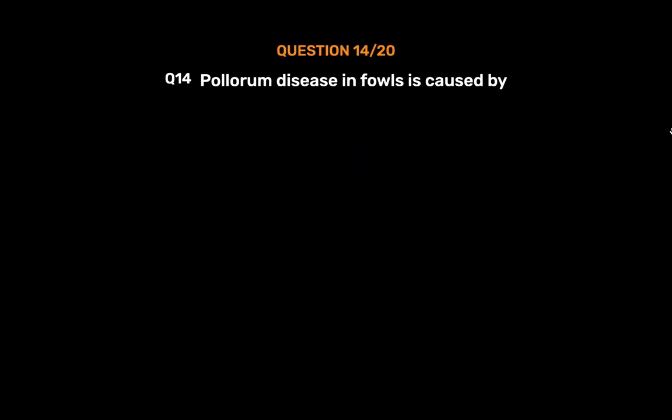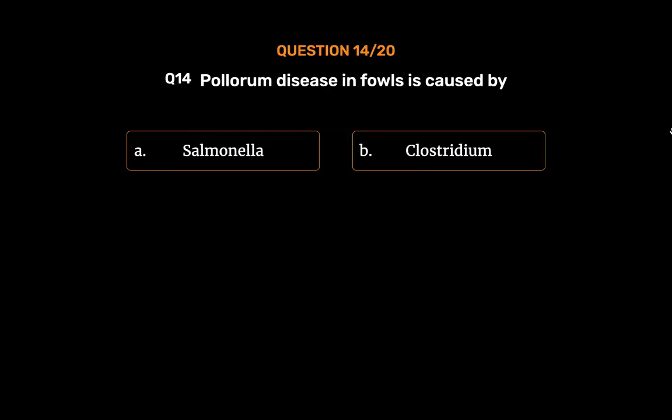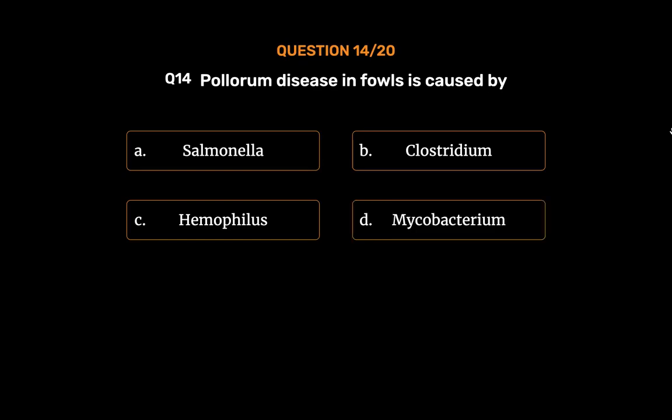Question number 14. Pullorum disease in fowls is caused by Option A. Salmonella. Option B. Clostridium. Option C. Haemophilus. Option D. Mycobacterium. The correct answer is Option A.